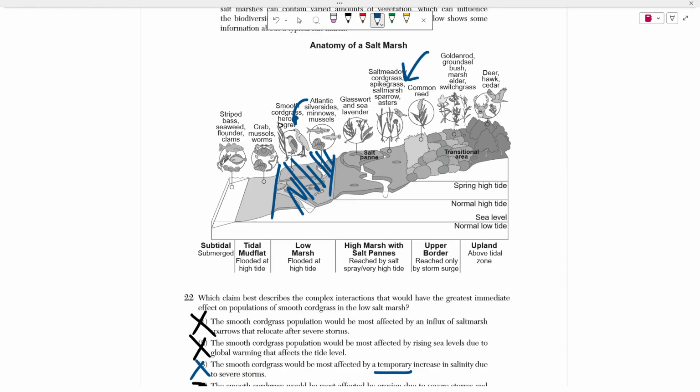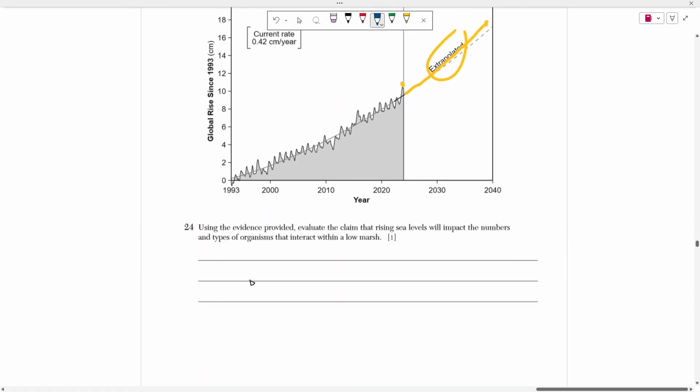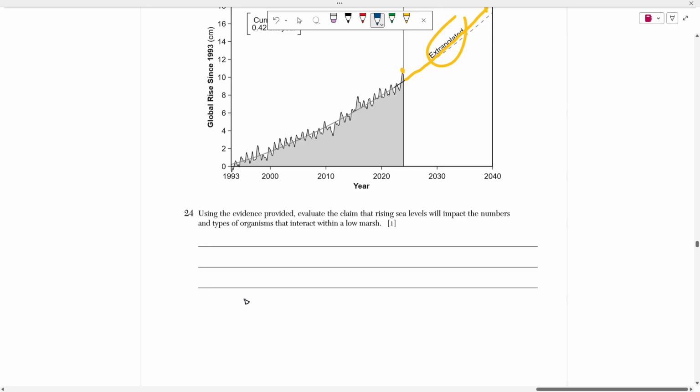But the population of crabs, mussels, and worms will increase because now they have more area, right? This low marsh then became a tidal mudflat. So I'd say that the claim is valid, right? It makes sense that there will be a change in the types of animals that live in that environment when the sea level changes, because as the sea level rises, the type of environment 100% changes.